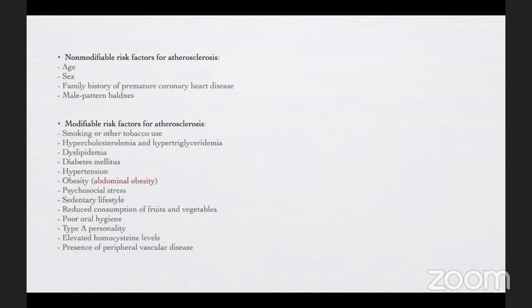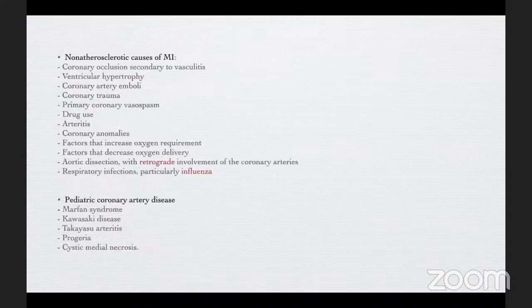Okay, non-modifiable risk factors for atherosclerosis include age, sex, family history of premature coronary heart disease, and male pattern baldness. Modifiable risk factors include smoking or other tobacco use, hypercholesterolemia, hypertriglyceridemia, including inherited lipoproteins, dyslipidemia, diabetes, hypertension, obesity, psychosocial stress, sedentary lifestyle, reduced consumption of fruits or vegetables, poor oral hygiene, type A personality, elevated homocysteine levels, and presence of peripheral vascular disease. MI can also occur for causes other than atherosclerosis.